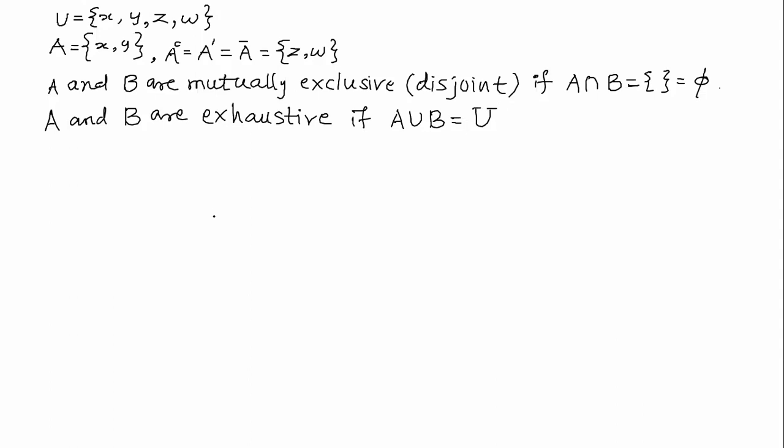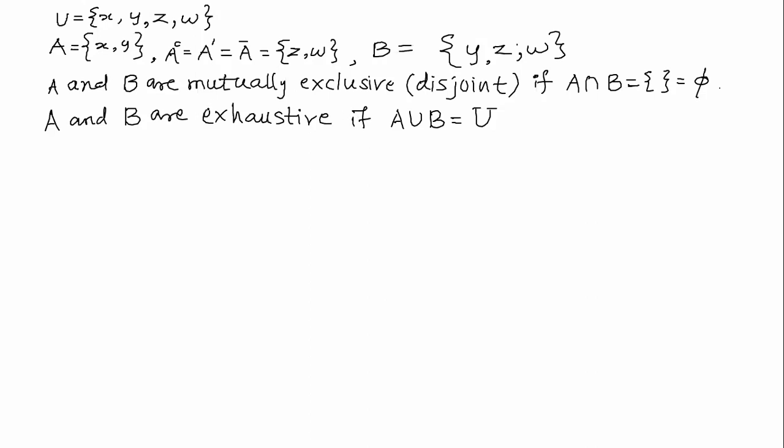A union B equal to the universal set? Yes. For example, with respect to this U, I have already defined A. Then I define B as equal to {Y, Z, W}. So A intersection B is a set which contains only Y, a singleton. And thus A and B are not mutually exclusive. But are these exhaustive? Let us see.